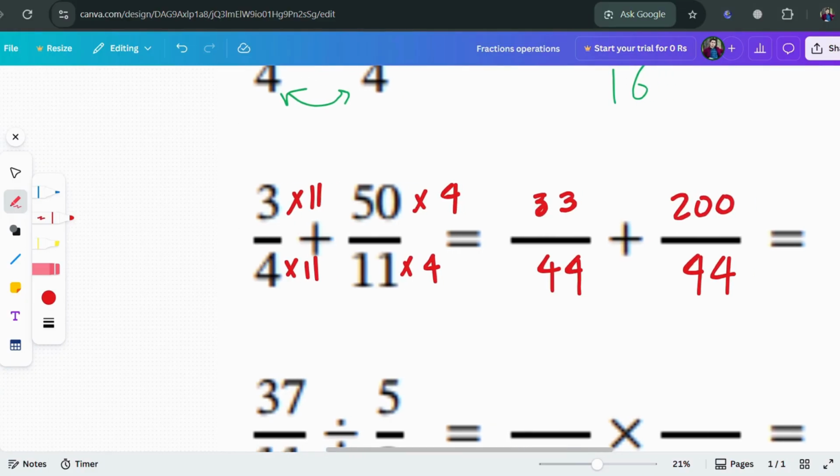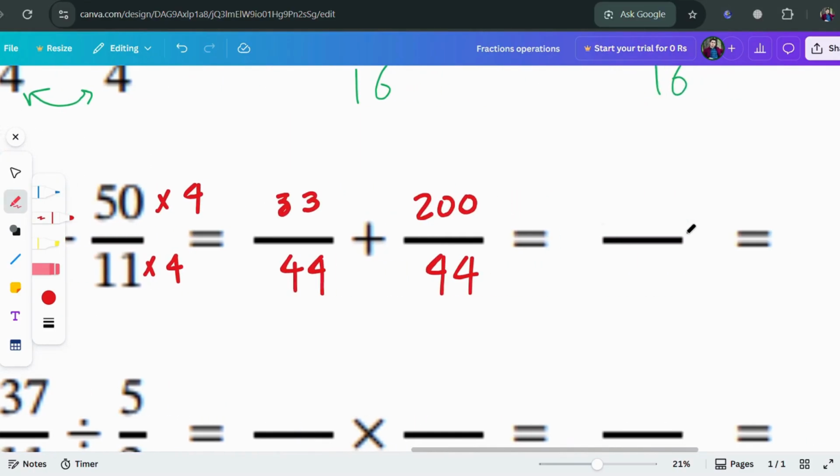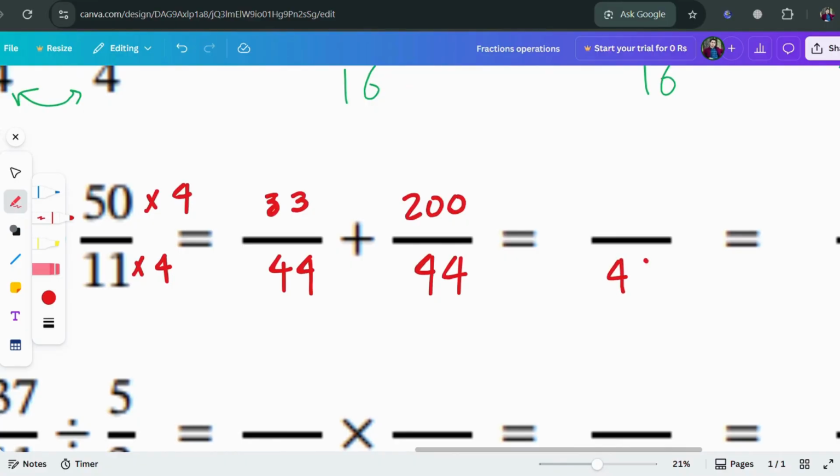So till this part, I hope there will be no confusion. What I did, for the 3 over 4, in order to make the denominator common, I multiplied 4 with 11, 3 with 11, so I got 33 on the numerator and 44 in the denominator. Then I multiplied 11 with the 4 and 50 with the 4, so I got 44, and on the numerator I got 200. Now I'm going to be processing the same exact operation.